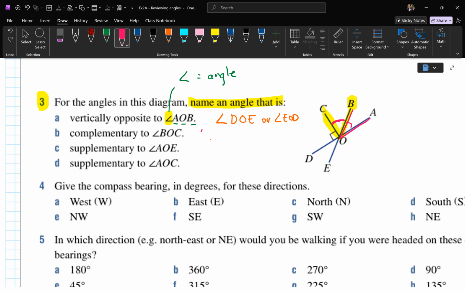So how do I answer the question? I'd say angle AOB, or you could have written BOA. Doesn't matter. I did the first two for you. I'm going to leave C and D for you to do, but that was the most common question I had students ask because they weren't sure what it was asking.